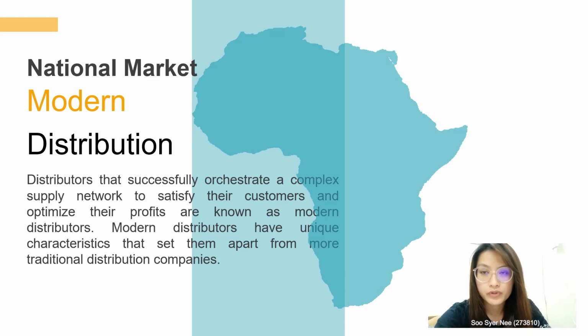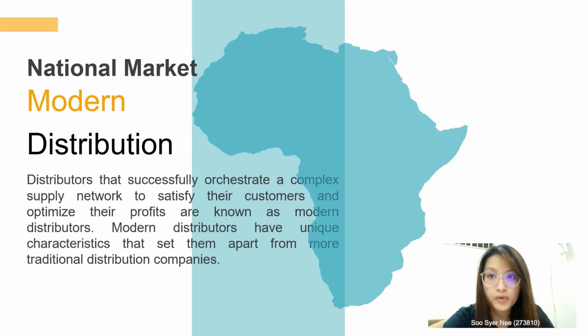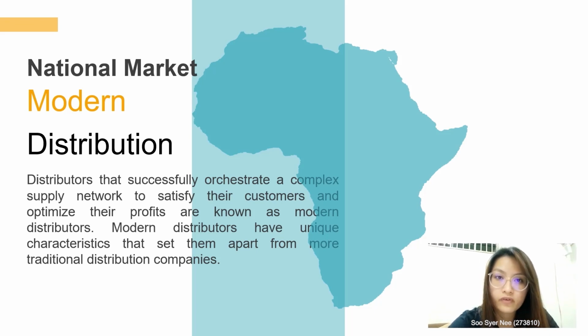Next, modern distribution is also applied in their national marketing. Distributors that successfully create a complex supply network to satisfy their customers and optimize their profits are known as modern distributors. Modern distributors have unique characteristics that set them apart from more traditional distribution companies, for example, recruitment of agents for the product. Example companies using modern distribution are Amway or Coway.